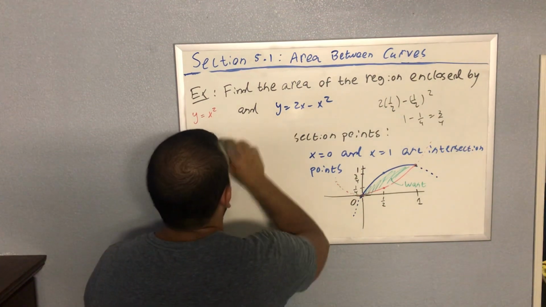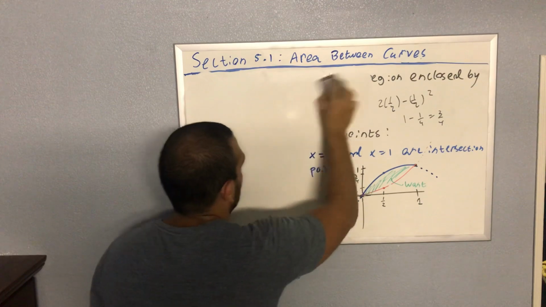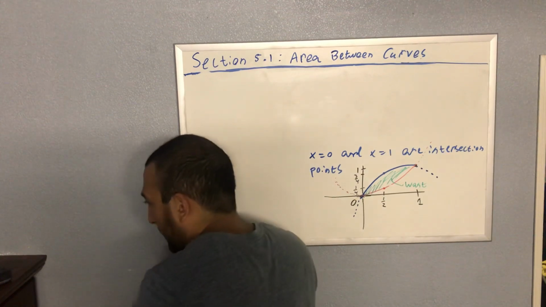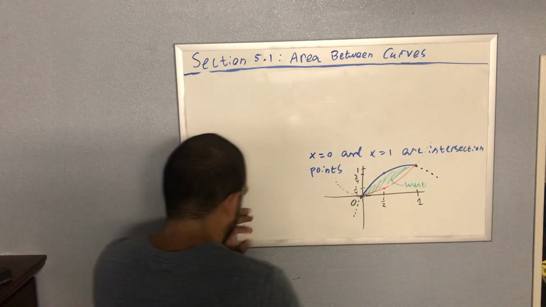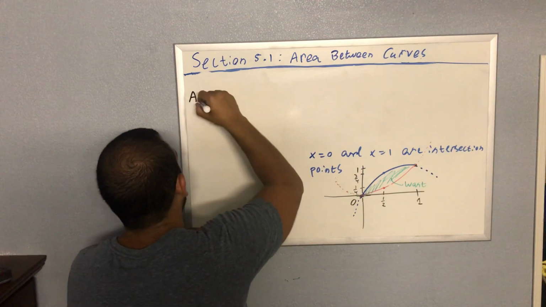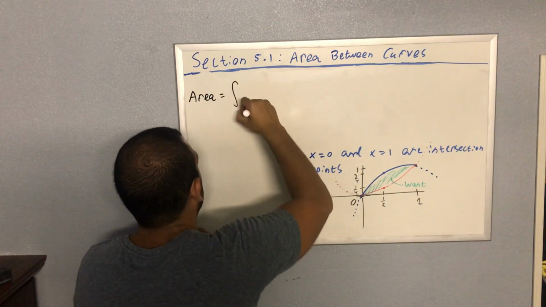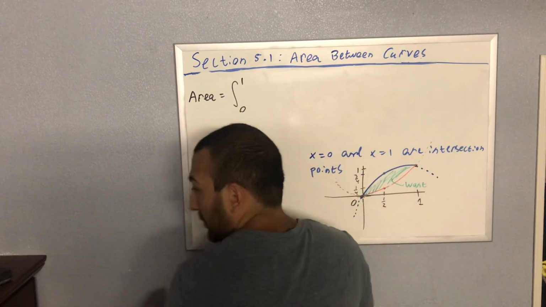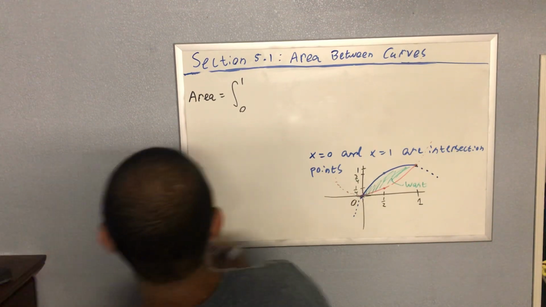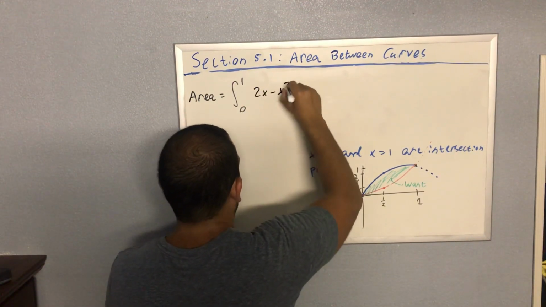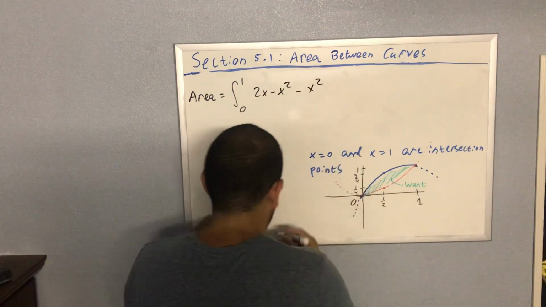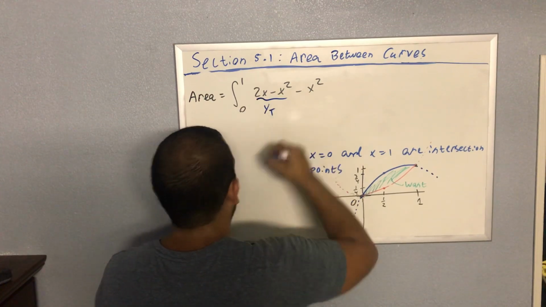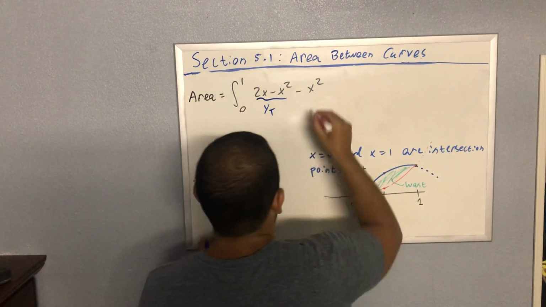Meaning that the area that we're interested in again has a straightforward expression, because we have a y top and a y bottom. So we know that the area is from 0 to 1, again, x is 0 to x is 1. Y top was 2x minus x squared, minus y bottom, which was just x squared. So this was y top. This is y bottom.